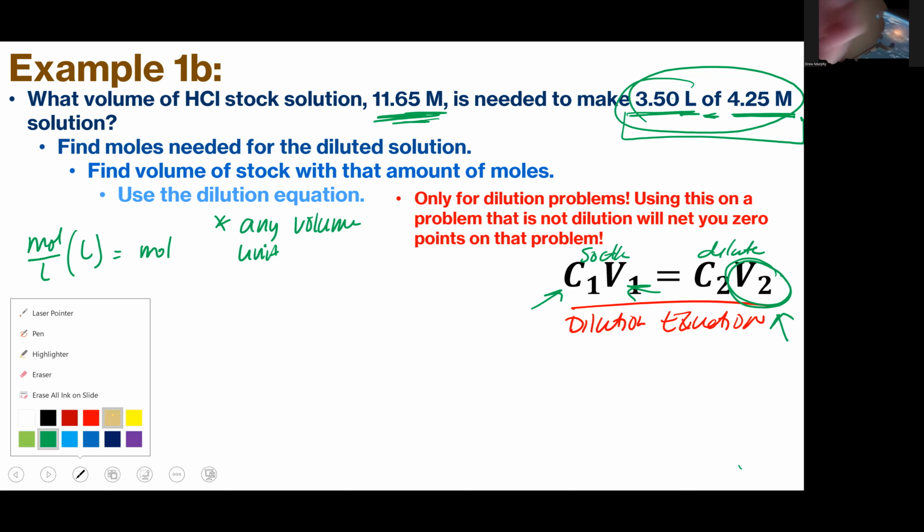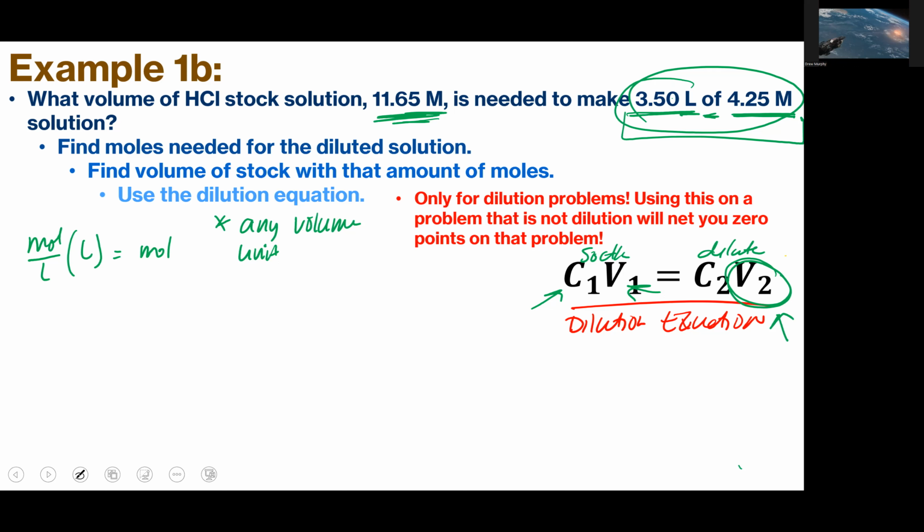Okay, so let's see how this is going to work. We're going to take our dilution equation and solve for V2 because we're looking for a volume. V2 equals C1 times V1 divided by C2. C1 V1 is what goes together. That's our 3.50 liters of 4.25.